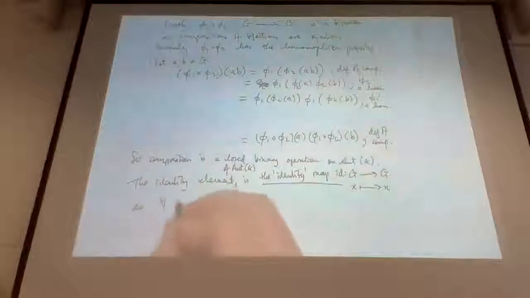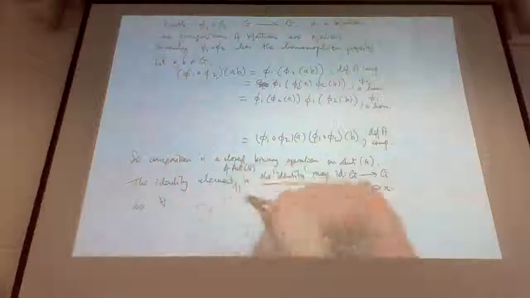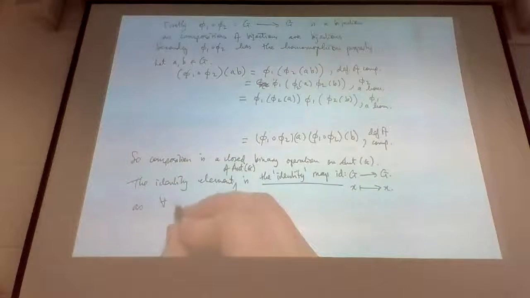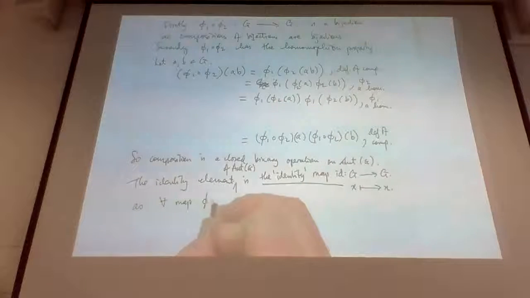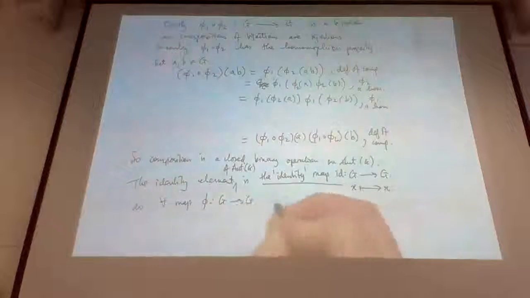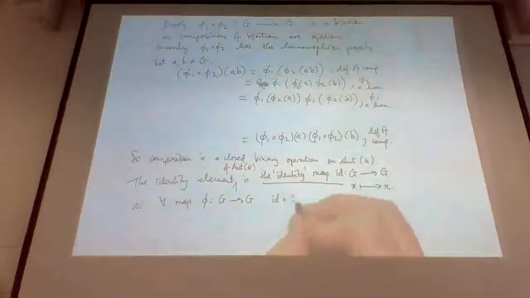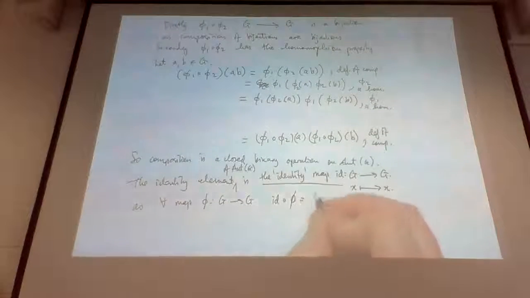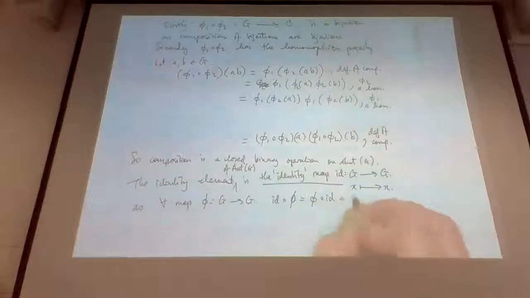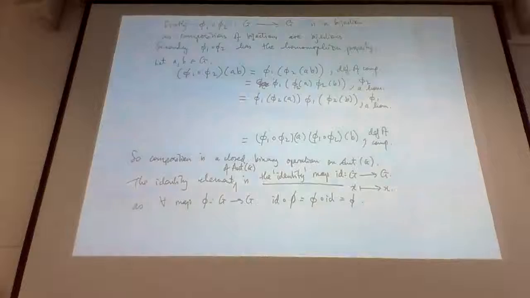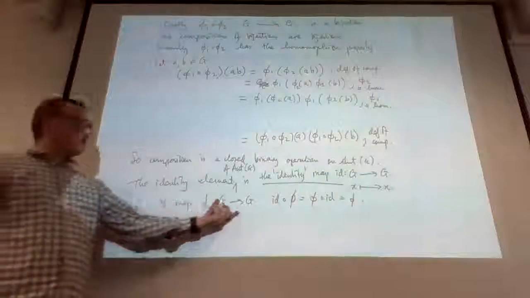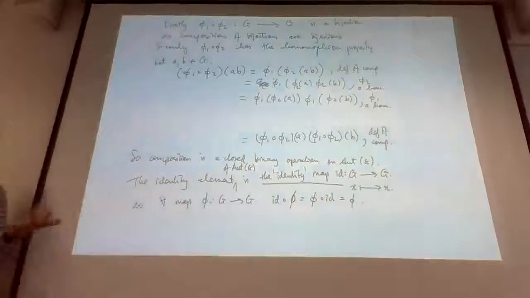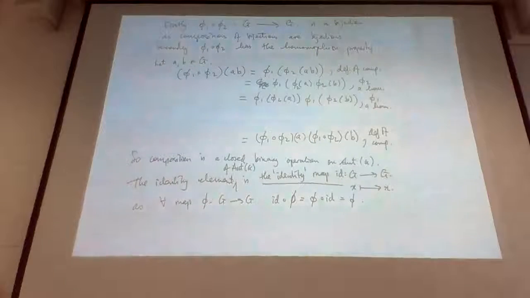For all maps phi from G to G, if you compose the identity with phi, you get the same as composing phi with the identity, you just get phi. It's true for all maps from G to G, so it's certainly true for all automorphisms G to G.